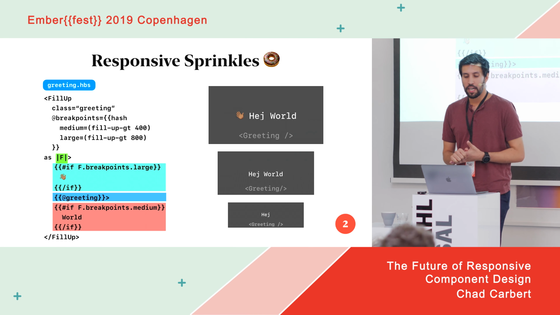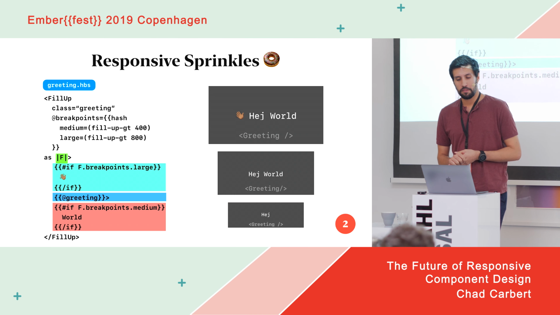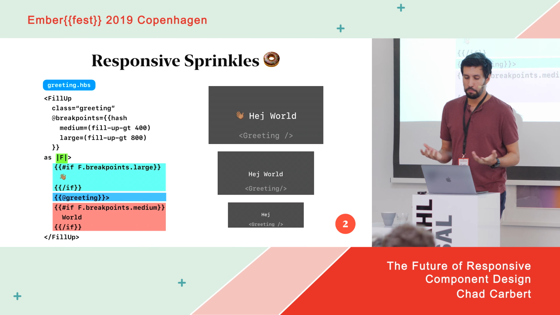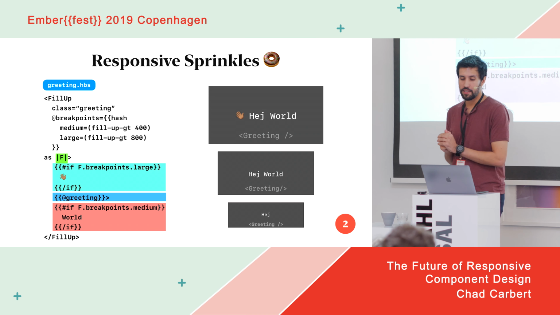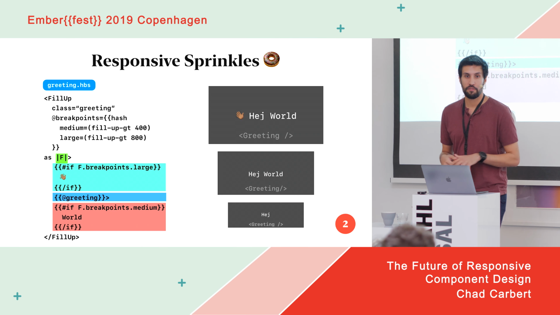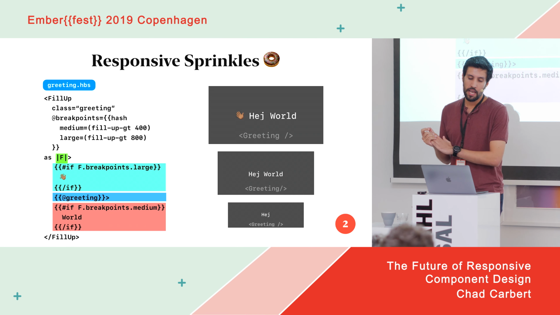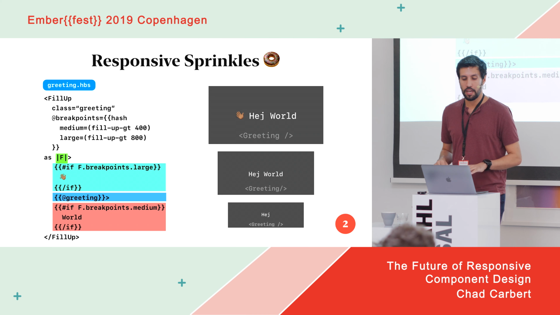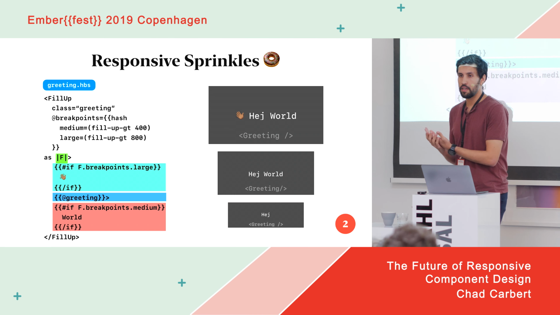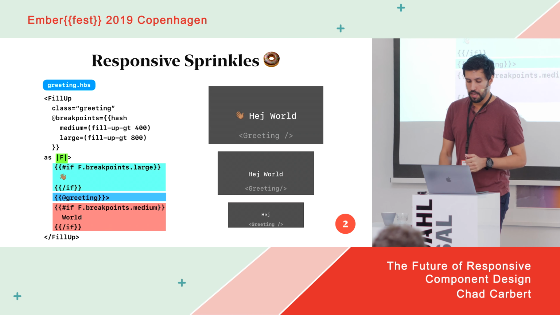Another technique that I have used is something that I am calling responsive sprinkles. Essentially, you end up yielding out the responsive data from the fill-up component, here denoted by F, and then sprinkling its usage around in your template. On the F object, there are these breakpoints with the labels that you've passed in, and they have a true or false value on whether or not the breakpoint is active.